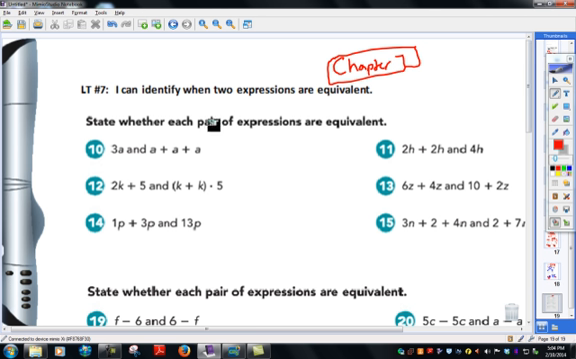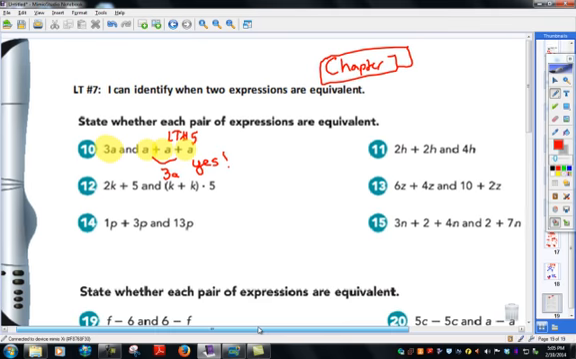Okay, for instance, it says state whether each pair of expressions are equivalent. So you have to tell me if these two are equivalent. Well, in order to tell me if they're equivalent, you got to know learning target number 5, which is combining like terms. Okay, here you have 3a. Let's say a stands for apples. So let's combine like terms there. What would that equal right there? I have 1 apple, 1 apple, 1 apple. That would be 3 apples. Are they equivalent? Absolutely equivalent.